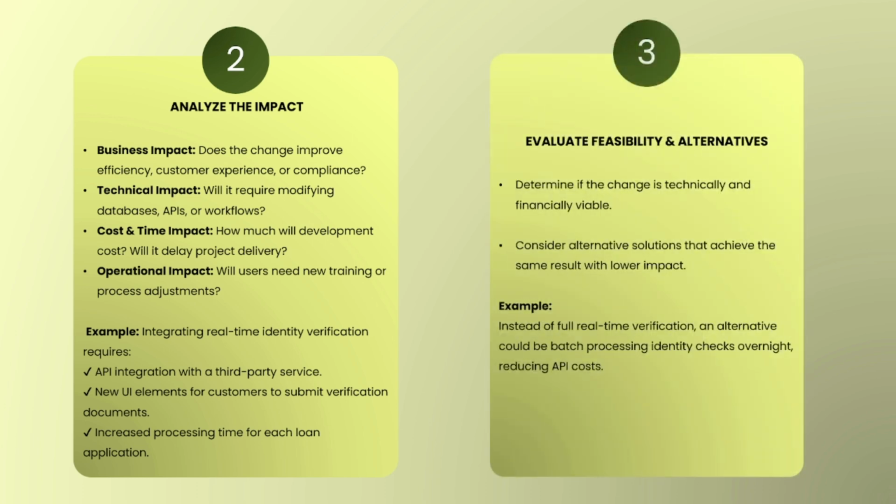Now next is evaluate feasibility and alternatives. Well, what exactly does this mean? Determine if the change is technically and financially viable. Here we are checking the technical feasibility and financial feasibility of the changes which are coming towards us. Then consider alternative solutions that achieve the same result with a lower impact. It means we get the same result, but the impact on the technical front, cost, or time is lesser than whatever the suggestion came for us.